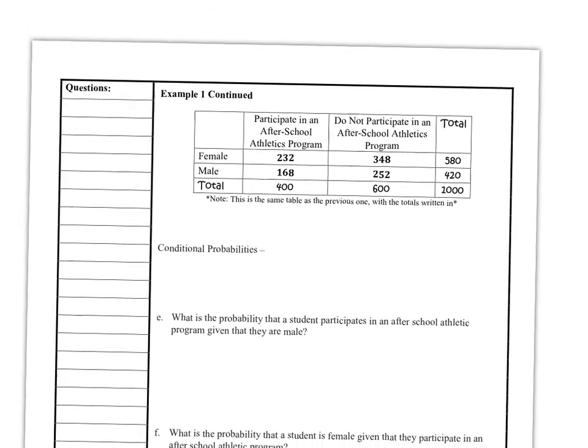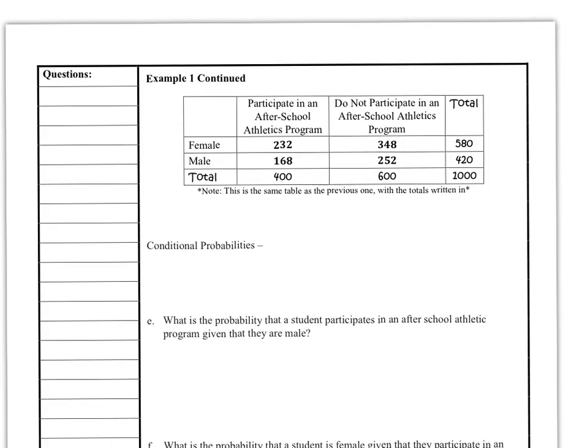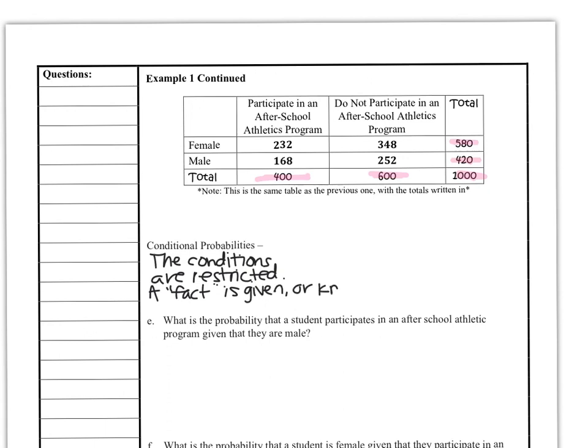So this is actually the same exact table that we had. It's just that we've already filled in the 400, 600, and all the other totals. Okay, you guys see those here. 600, 580, and total of 1,000. So now we're going to talk about these things called conditional probabilities. So this is where the conditions are restricted. And what we mean by this is that a fact, and this is going to sound weird, but a fact is given or known.